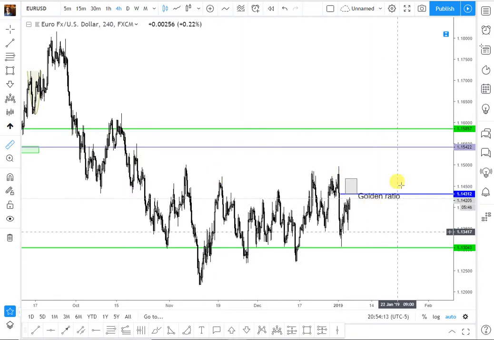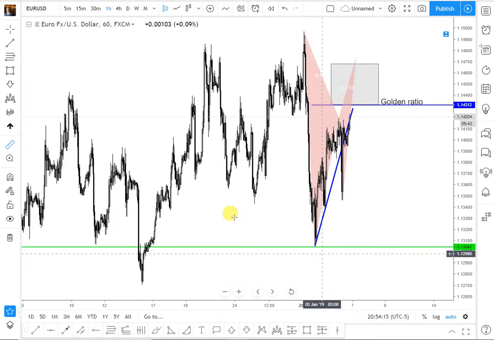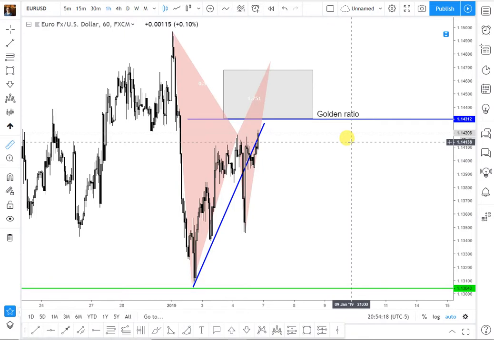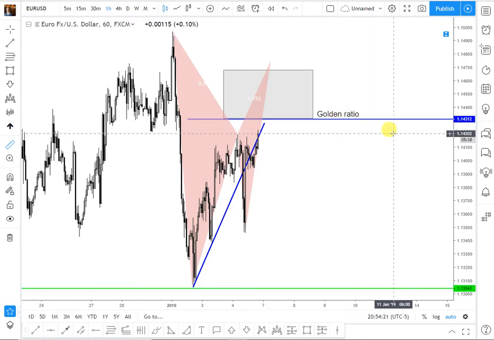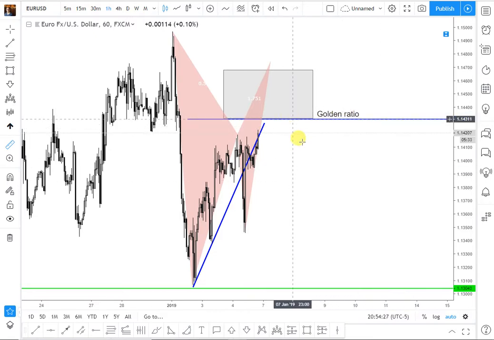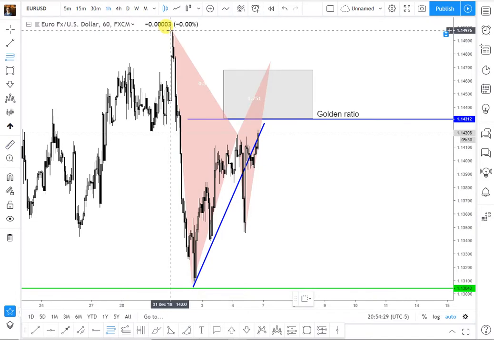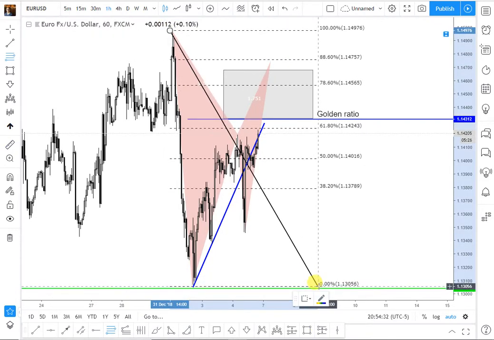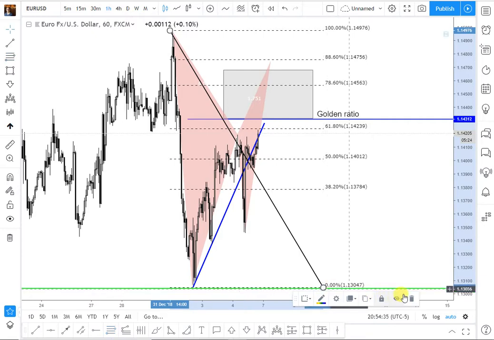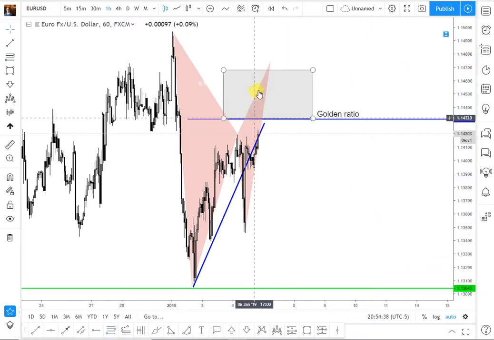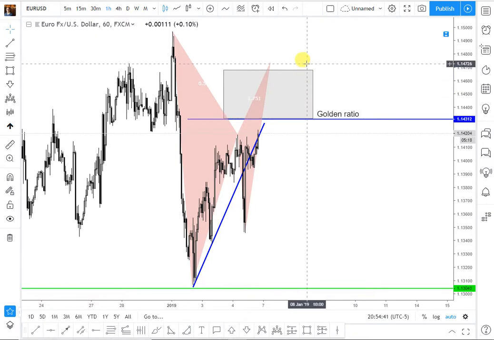Our plan is to sell this pair, and this is our entry where we expect to sell this trade, which is 1.1431. It's a golden ratio of this big impulse here in the 1 hour time frame. This is our first entry. Our second entry will be the end of the bat pattern, which is located at 1.1474. This will be the second entry.